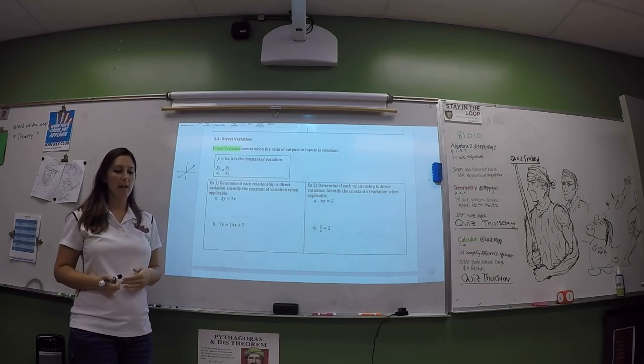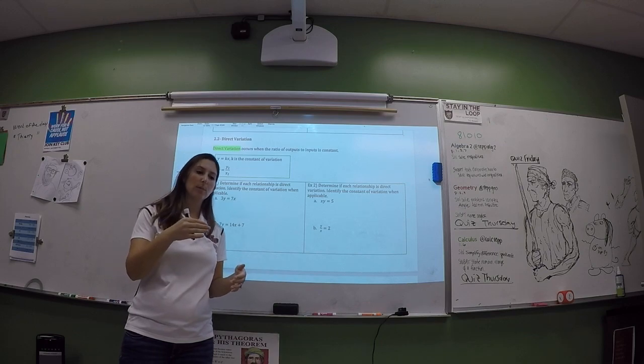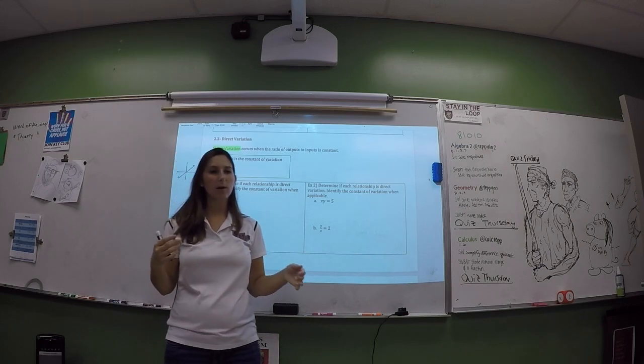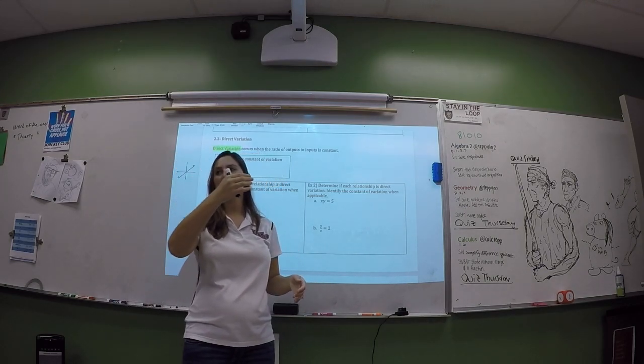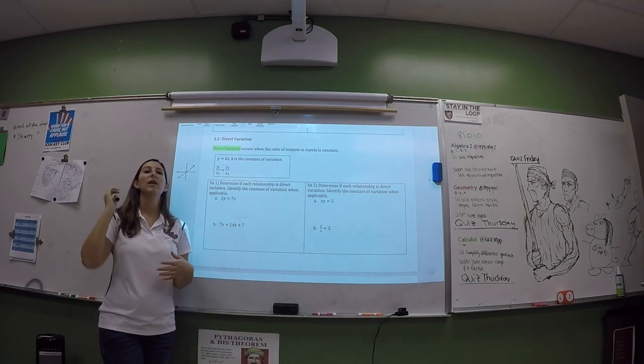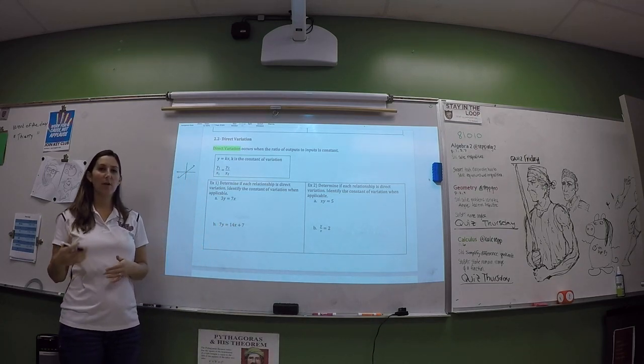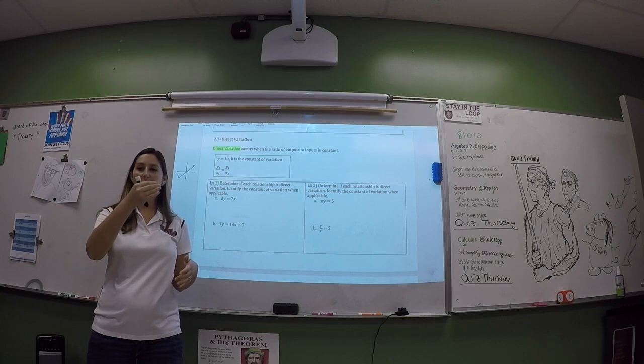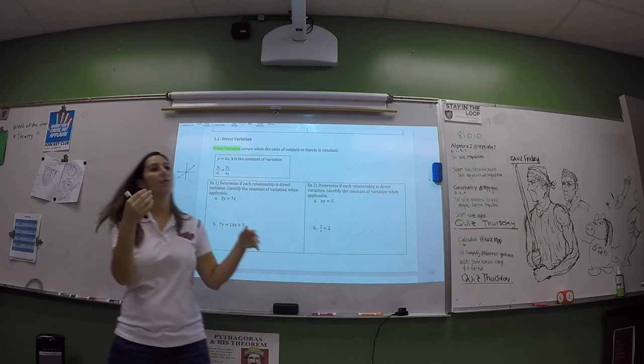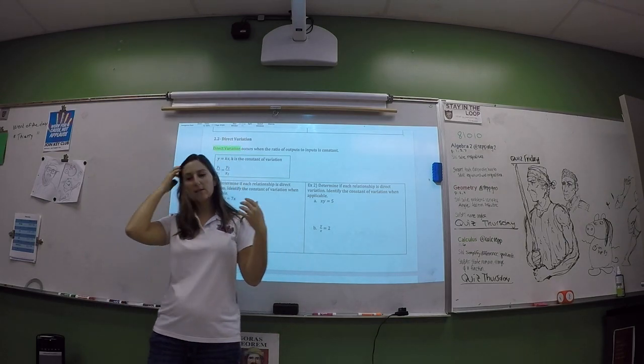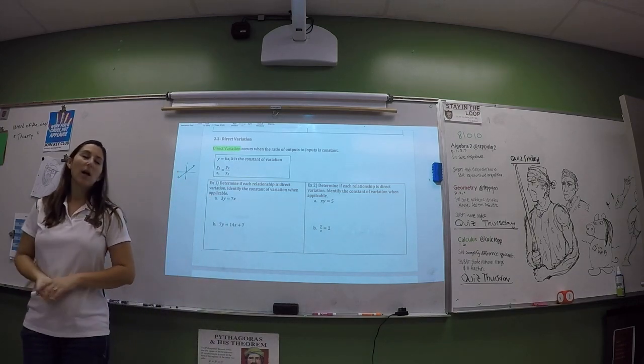It's not like x increases by 1, y increases by 1, then x increases by 1, y increases by 2. That's not constant. That's a changing relationship. This is a constant relationship. Every time x increases by 1, y increases by 1, it'll do it again. X increases by 1, y increases by 1. It's going to stay consistent.